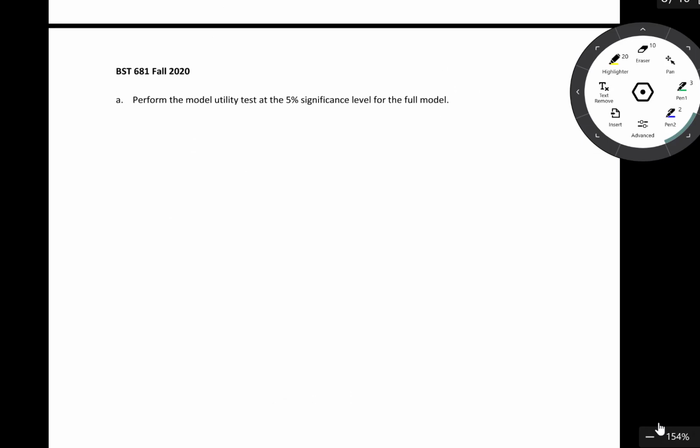All right, so the first thing we're going to do is perform the model utility test, and this is going to be for that full model. Since this is for the full model, we're going to use the first bit of SAS output to help us out. As always, remember the first thing you do for any of these hypothesis tests is we need to acknowledge that these tests are only valid if our assumptions are met. For right now, we're just going to assume that they've been met, and then later on, we're going to see how to actually check those. This is going to be at the 5% significance level. So the first thing we're going to do is set up our hypotheses.